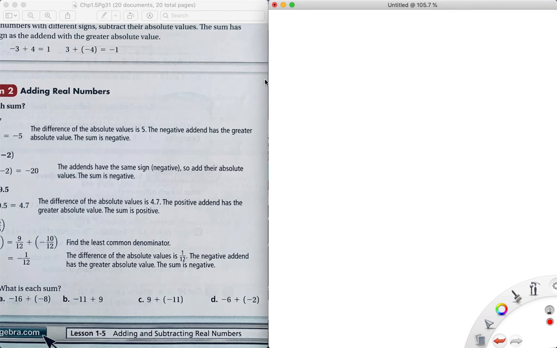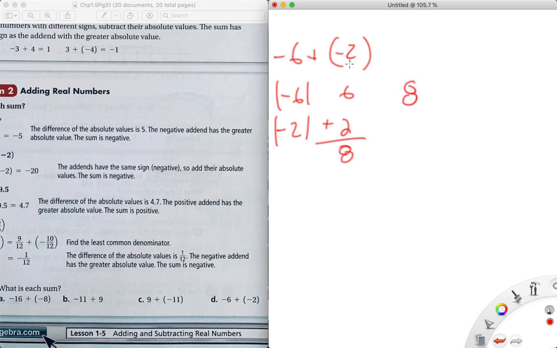D, negative 6 plus negative 2. Their signs are both negative. They're the same sign, so I add their absolutes. Six plus 2 gives me 8. Since both of the signs are negative, that tells me that my final answer is negative, and my answer is negative 8.